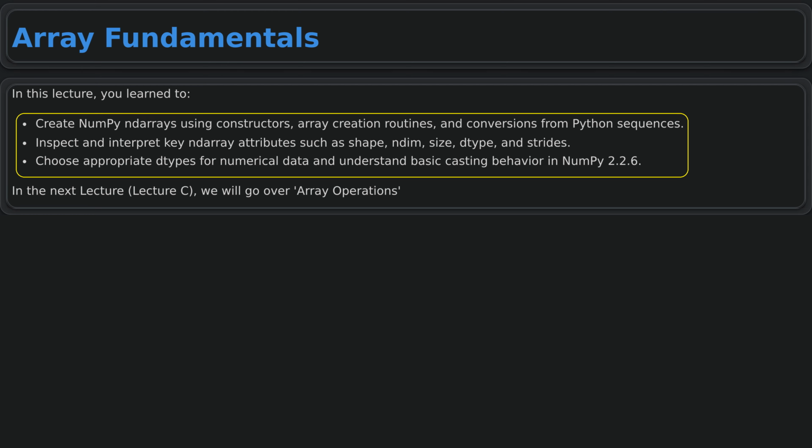In this lecture, you learn to create NumPy ndarrays using constructors, array creation routines, and conversions from Python sequences. Inspect and interpret key ndarray attributes such as shape, ndim, size, dtype, and strides. And choose appropriate dtypes for numerical data and understand basic casting behavior in NumPy 2.2.6. In the next lecture, Lecture C, we will go over array operations.